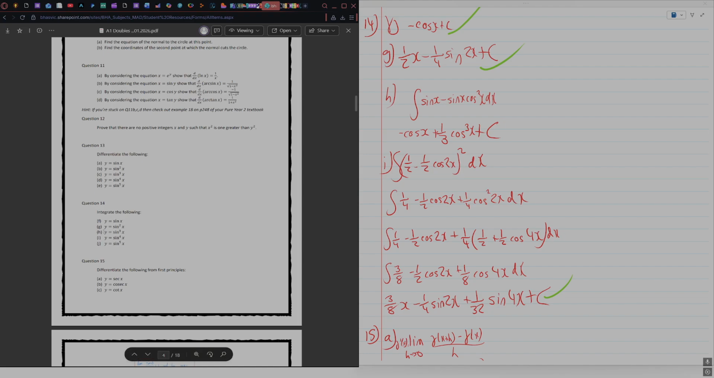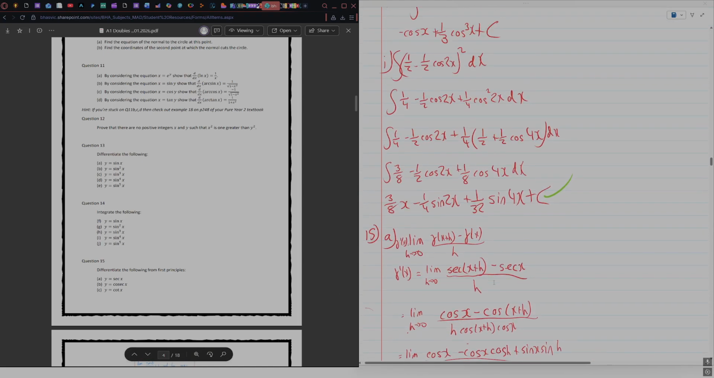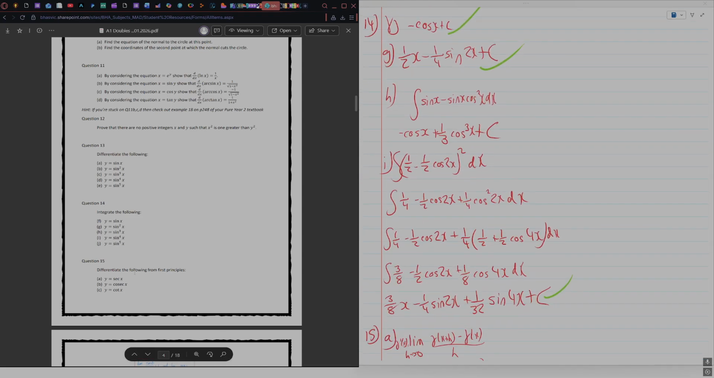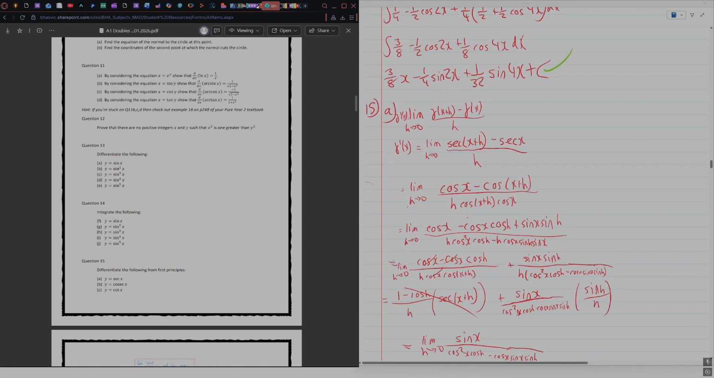I think sine to the 5x isn't that bad. You have to turn two of them into 1 minus cos squared, and then there'll be a sine, so that means you can use reverse chain rule on all of the cosines, and then they'll integrate pretty nicely. Anyway, sorry about that again. Hopefully I'll remember to do more of the actual questions.